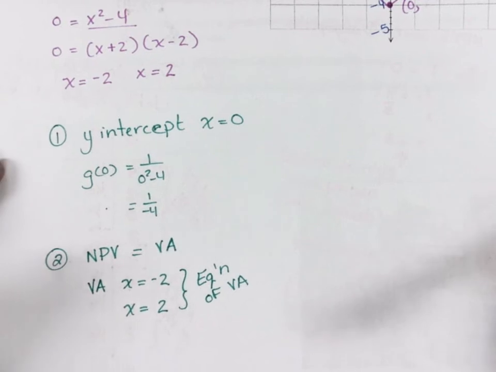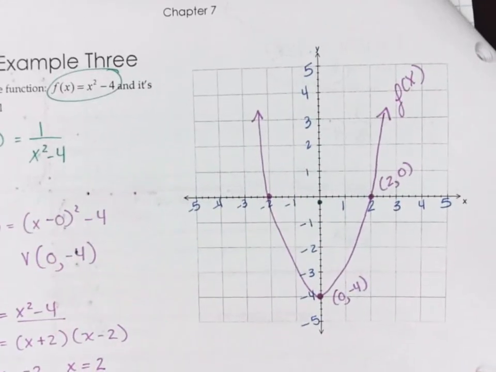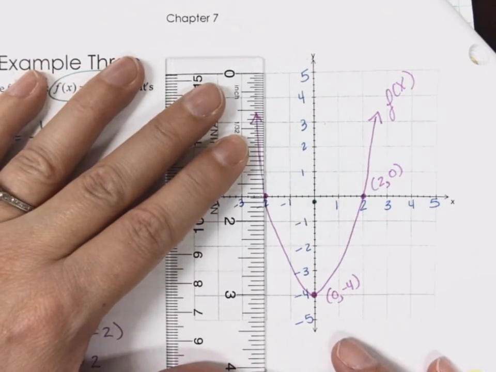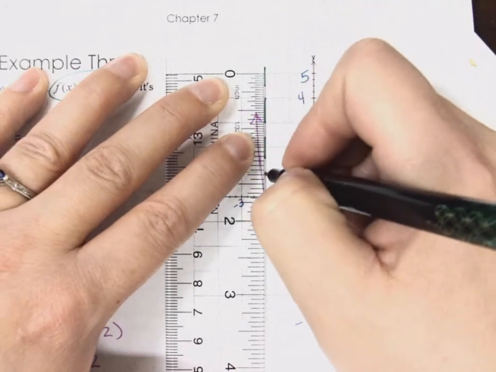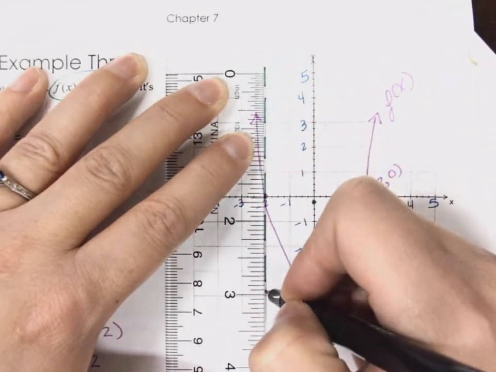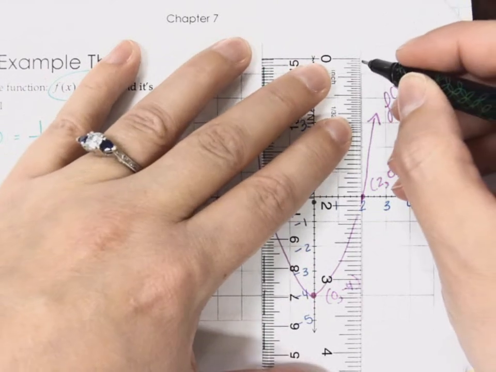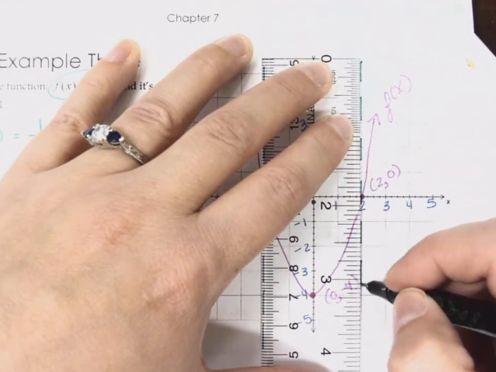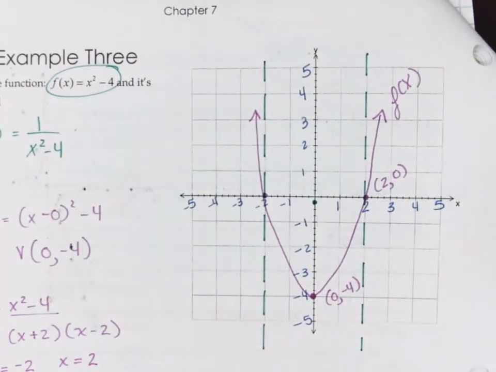So I'm going to go back up to my graph. You guys are all going to be violently ill watching this graph. I'm going to get my handy dandy ruler. I'm going to throw on some vertical lines here at negative 2 and at positive 2. And they're dashed because they don't belong to the function. They're just boundaries of the function. All right.